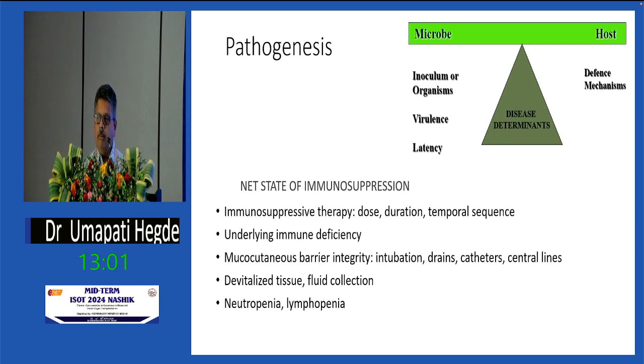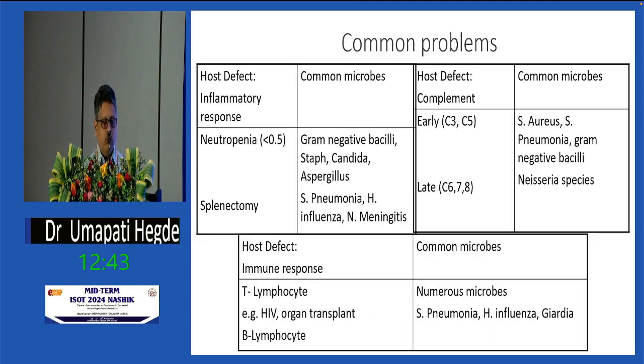So the balance between the microbe and the host is important, and the host defense mechanisms determine the outcome, along with the inoculum load and virulence. It all depends on how early you can get an infection. And if the inoculum load is larger, even though the host defense could overcome it, it may lead to infections. There are multiple things.